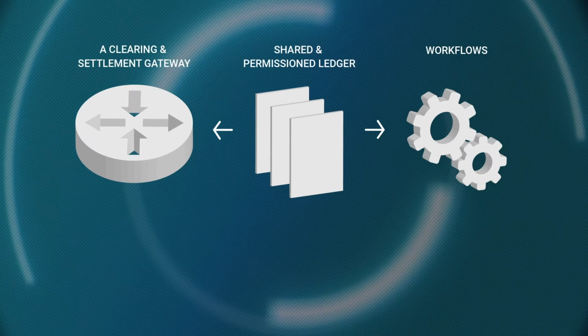I'm Mohammad Abdi. I lead engineering at Baton Systems. The Baton platform is made up of a set of microservices that scale independently of each other based on the load and the traffic of different events that the system is going through. Three of the main components of these services are a clearing and settlement gateway, shared permission ledger, and workflow.